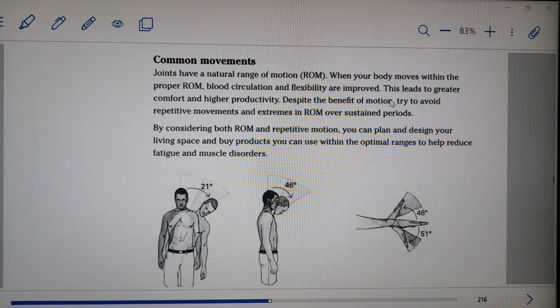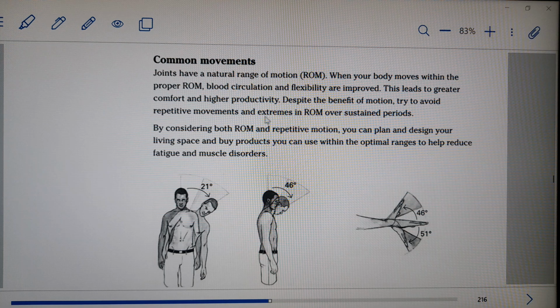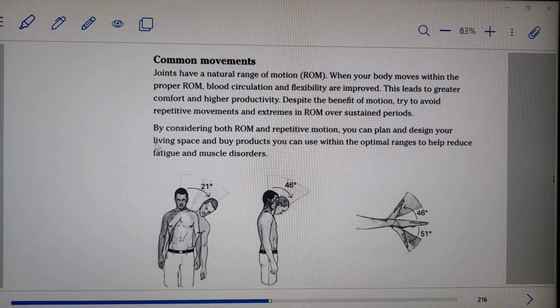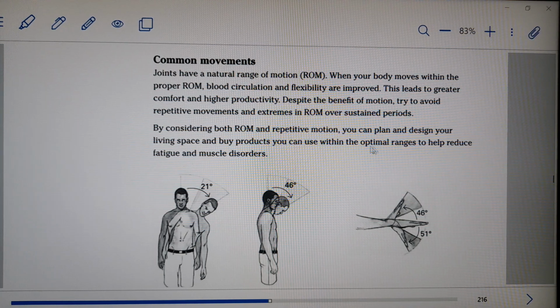Despite the benefit of motion, try to avoid repetitive movements and extremes in ROM over sustained periods. By considering both ROM and repetitive motion, you can plan and design your living space and buy products you can use within the optimal range to help reduce fatigue and muscle disorders.